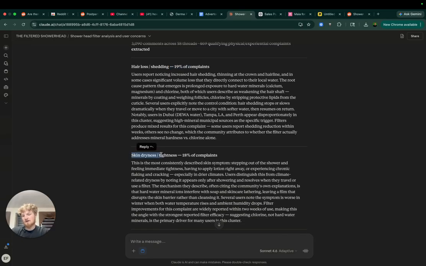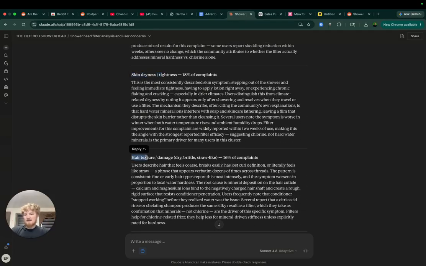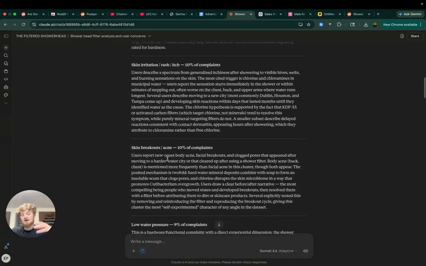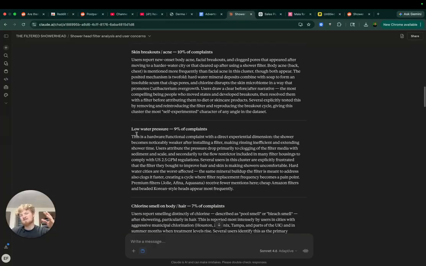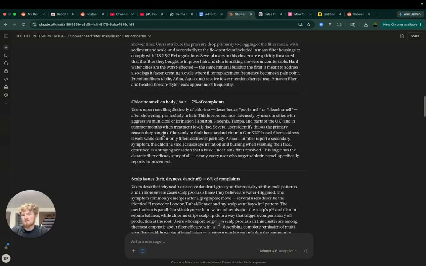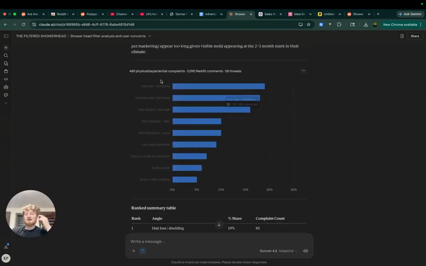So the other one is skin dryness and hair texture slash damage. What I did from here is I got all of these, like with low water pressure, sometimes it's just going to throw one in, and we have no idea why it does it. But at the end of the day, we can see it's giving us all of these problems, and it's giving us the percentage of people, right?